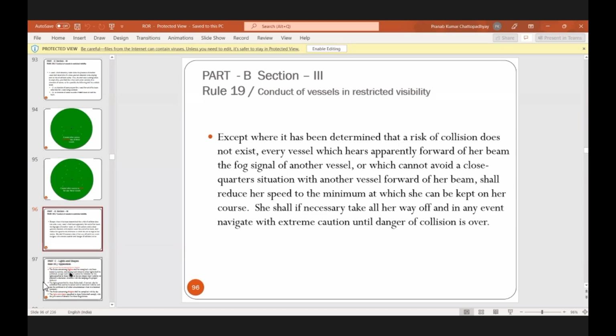When both ships pass clearly. Come again? When we can say both the target vessel and our vessel can pass clearly with no risk. You are talking about the conduct of vessels in restricted visibility. In this paragraph, what is the meaning of this line, "Except where it has been determined that a risk of collision does not exist"? I'm just simply asking the literal meaning, not going into the technicality of it. Just the simple meaning in English, reading it in the literal sense, what does it actually mean?